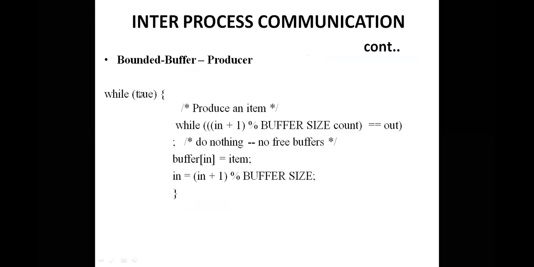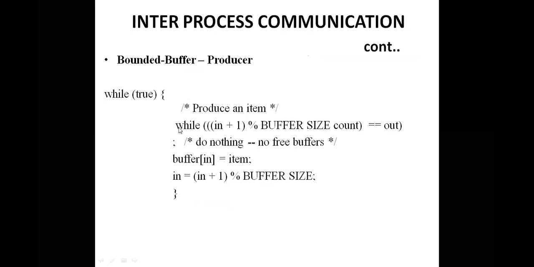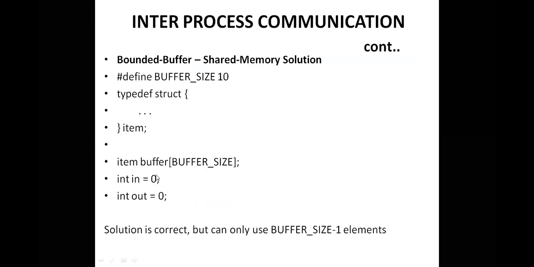Initially, while of true. While of true means always true, so we'll move into the loop. First, what does the producer have to do? Producer has to check whether the buffer is full or not. What is the in value initially? 0. Remember this point. The buffer size is 10, the in value is 0, and the out value is 0.